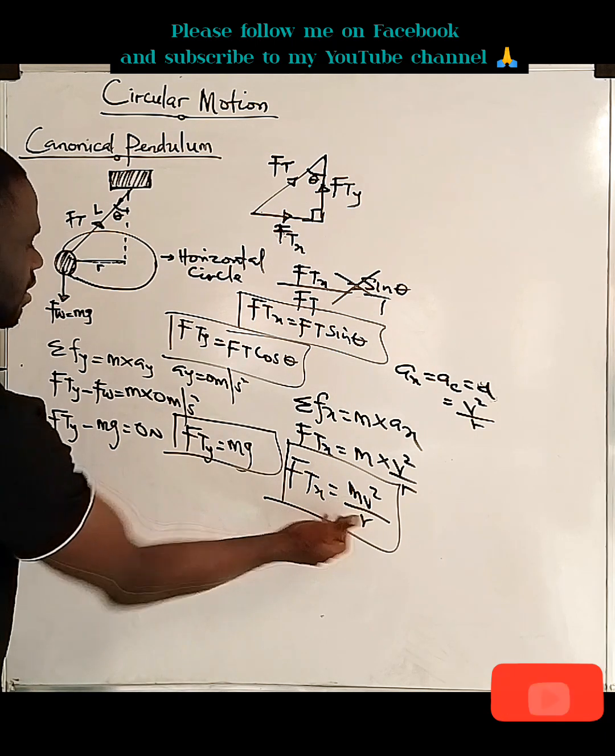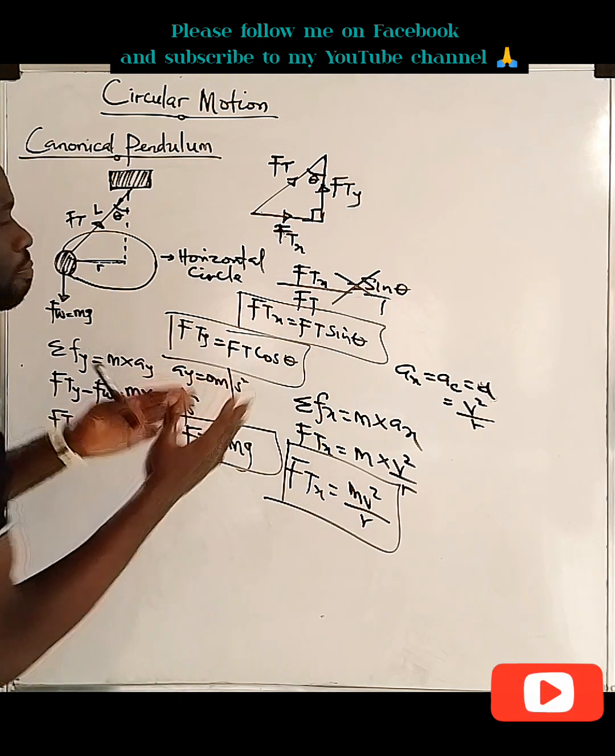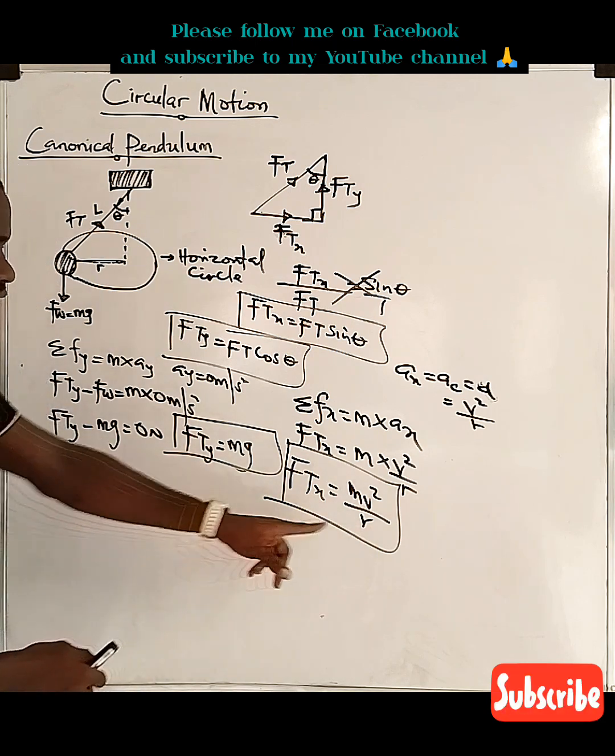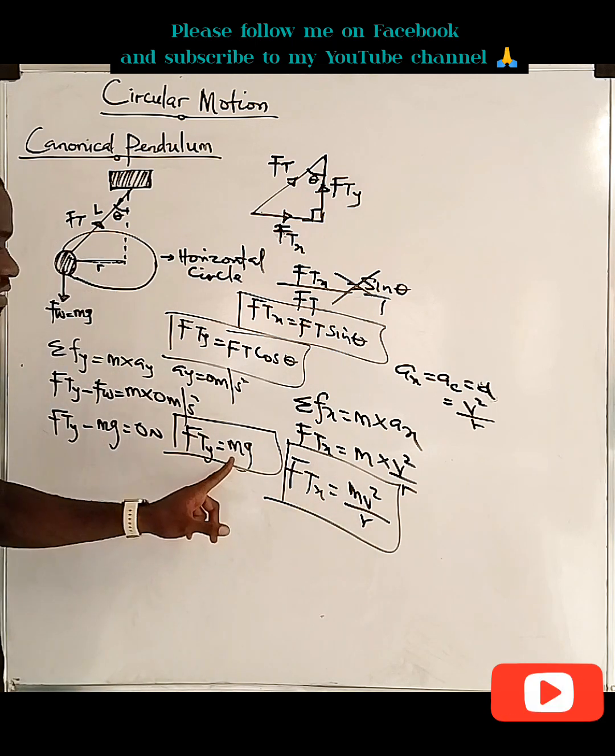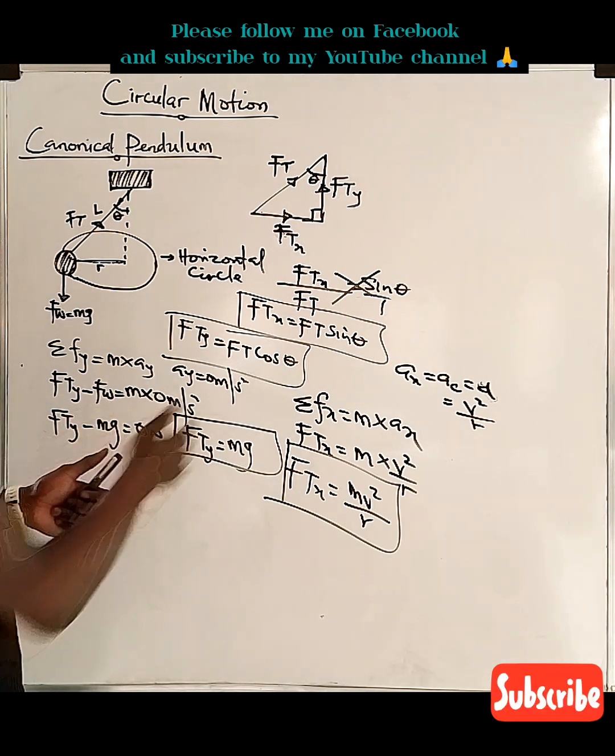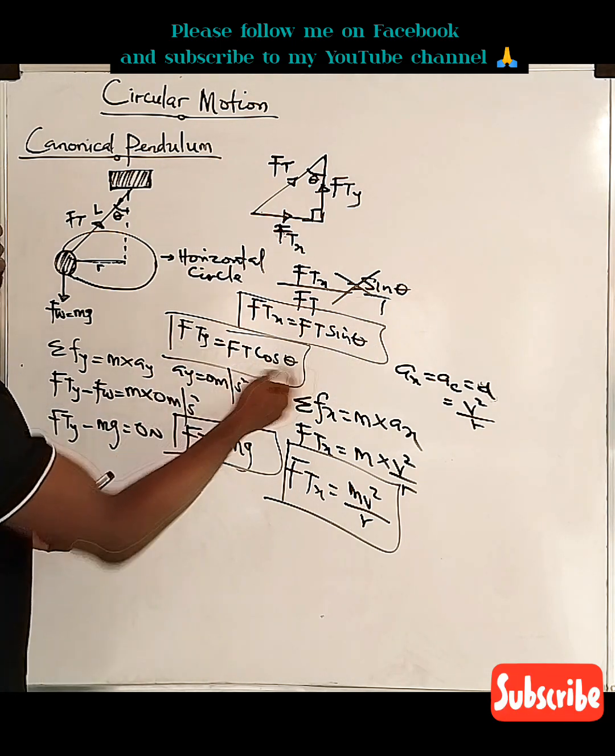Now we have this already set out. So now you're going to compare the two sets. We have this mv squared over r, and don't forget r is the radius of the circle, while we have this mass and gravity, mg, that's tension along the y-axis. And don't forget we also have Ft sine theta and Ft cos theta.